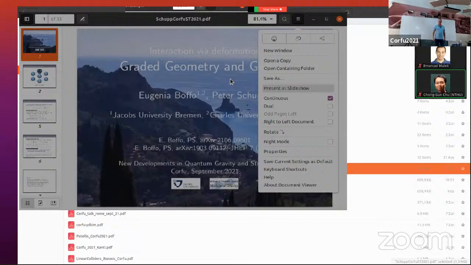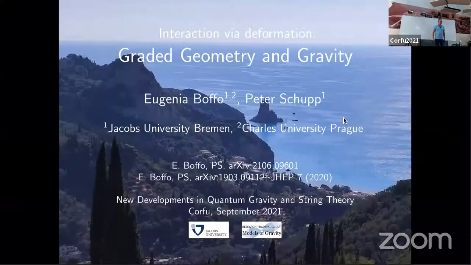Okay, so next up we have Peter Schupp, who will tell us about graded geometry and gravity. Like all the other speakers, I'd like to thank the organizers, in particular George, but also Athanasios, for working so hard bringing us here so that we can interact and discuss in person finally. It would also be nice to see Chong-Sun soon again, somewhere here. Hello.